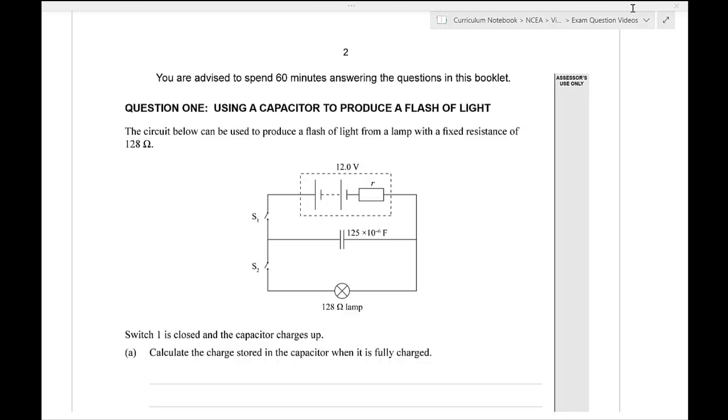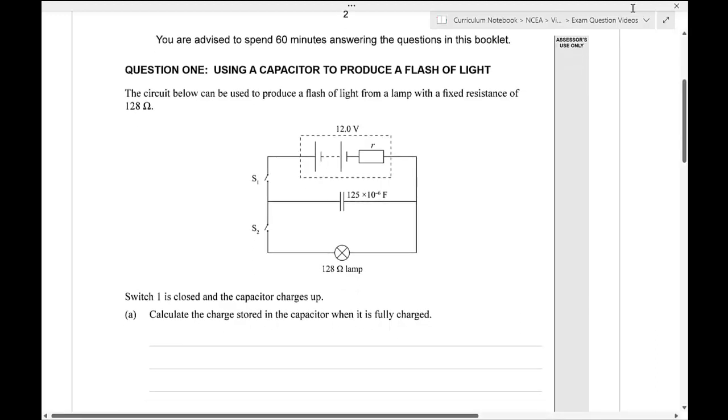So this question asks us about using a capacitor to produce a flash of light. The circuit below can be used to produce a flash of light from a lamp with a fixed resistance of 128 ohms. We're given a circuit diagram here with some values. We have the voltage. We're told that there's an internal resistance, little r here. And we have a capacitor with a known capacitance and two open switches.